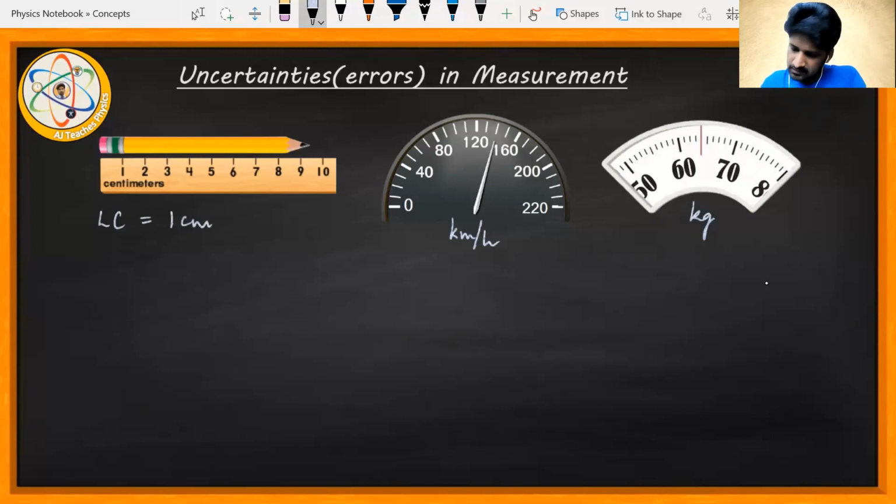And next is the speedometer. The readings on it, as you can see, are marked 0, next one would be 10, 20, 30, 40, and so on. So the least count of the speedometer that you see here is 10 kilometers per hour.